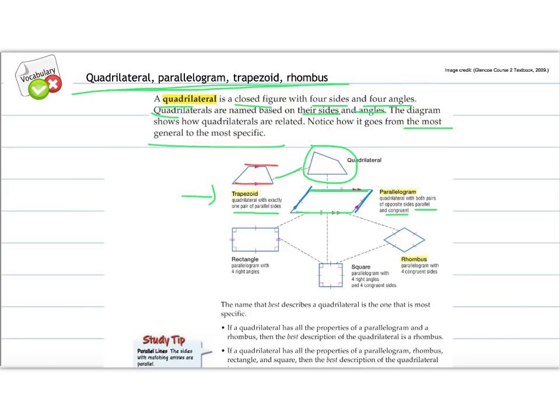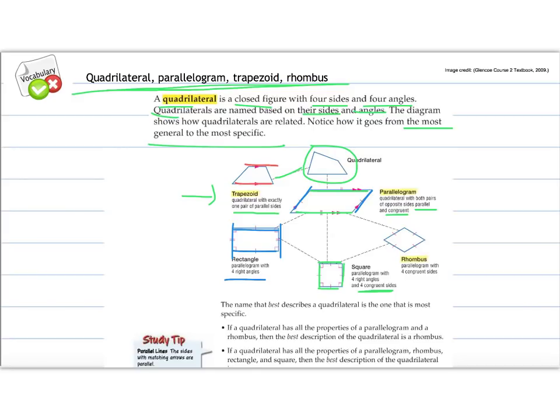Within the realm of parallelograms, we have a rectangle. A rectangle is a parallelogram because both sides are parallel and congruent. The difference is that it also has 4 right angles, which then leads us to a square. A square is a parallelogram because it has 2 pairs of opposite and congruent sides, 4 right angles, but then all of the sides are also congruent. They're also the same length.